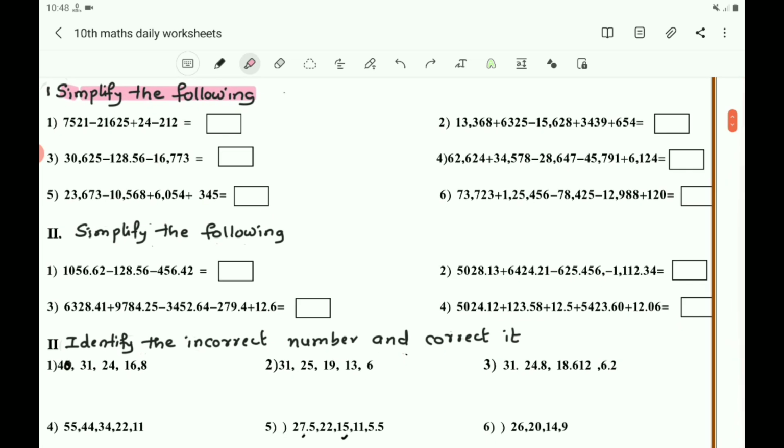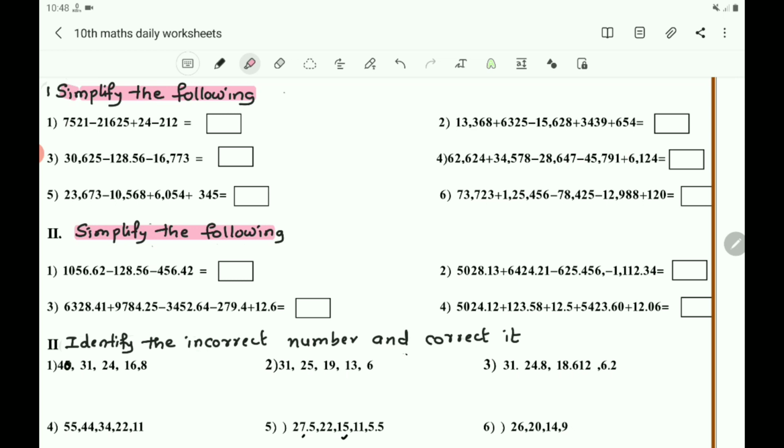Next one, the second one, simplify the following. These are decimal numbers. In that case, the same steps are to be followed. Here first you add the numbers of the same sign, and next you do the subtraction.